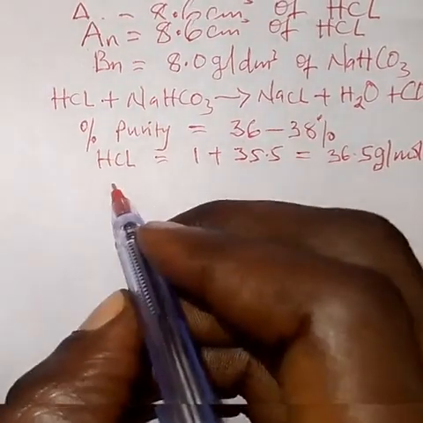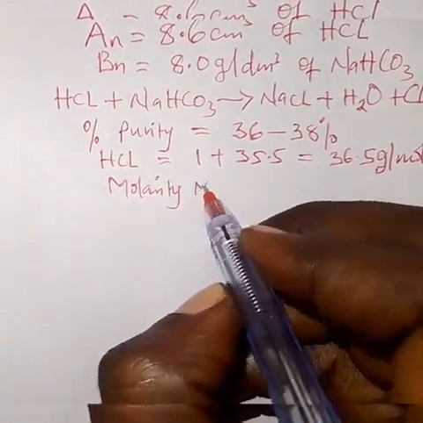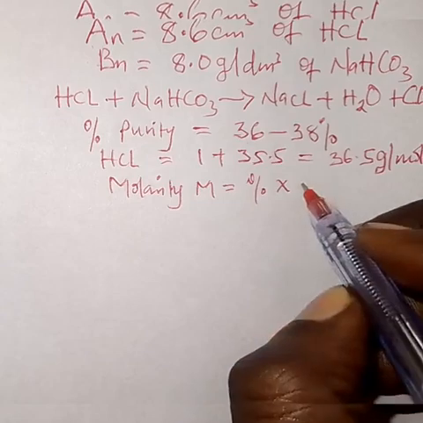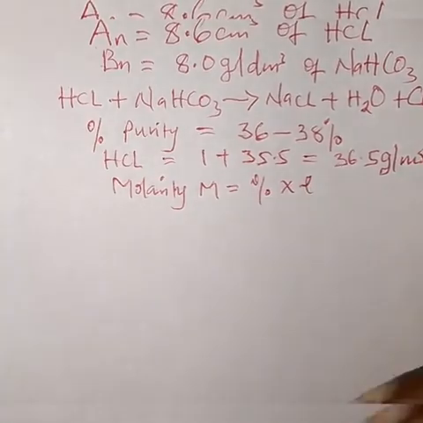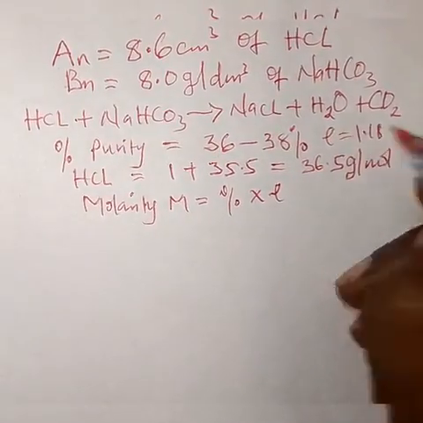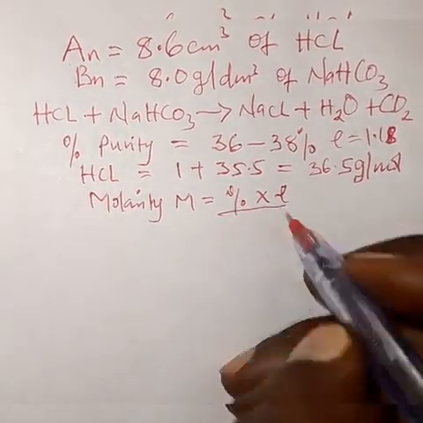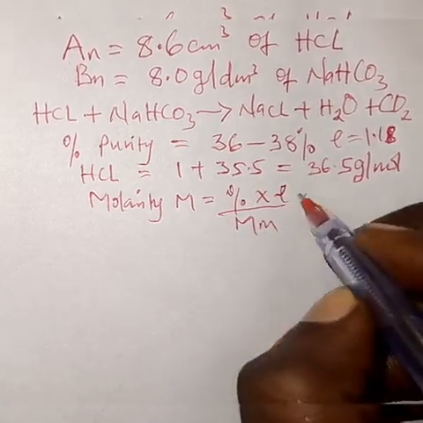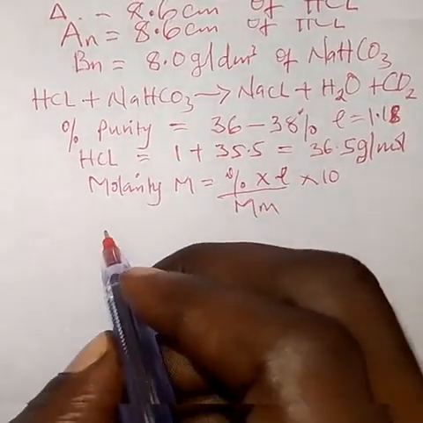Now, even though I need the density, let's just look at how to find the molarity. Molarity of the acid is the percentage purity of the acid times the specific gravity, which I will call the relative density, divided by the molar mass. That value is about 1.18. That's the value you will see on the stock bottle. So the density is about 1.18 grams, then divided by the molar mass, which is 36.5, then times 10. Note this formula is very important in finding molarity.